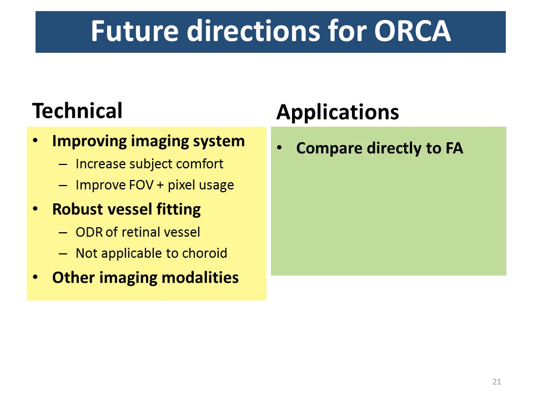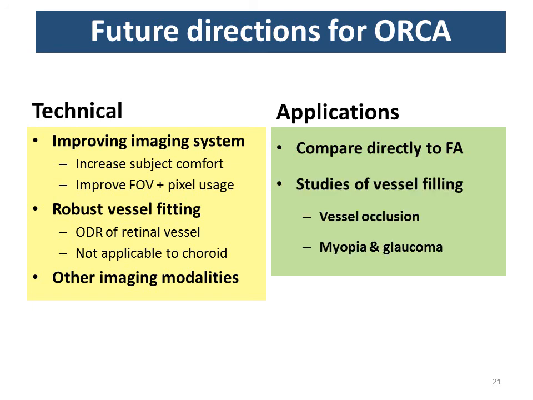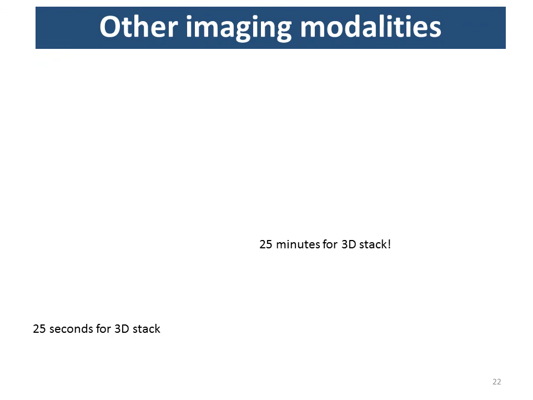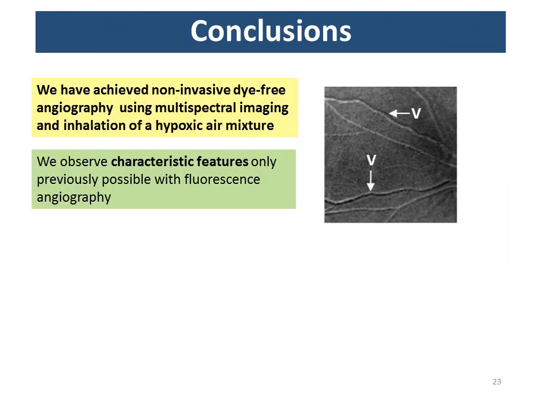As for things you could apply this to, I think you'd really want to compare this to fluorescence angiography in the same subjects, along with other flow imaging techniques, so it would make sense to do that. And I think the real strength would be studies of vessel filling, things like vessel occlusions, and myopia and glaucoma. I've seen publications and studies of vessel filling in myopia and glaucoma, and I would welcome suggestions as to what this could potentially be useful for. I'd like to wrap up there, because there's that other slide I'm missing.